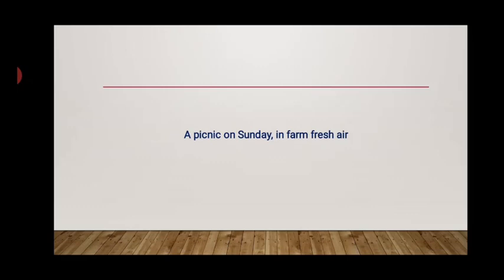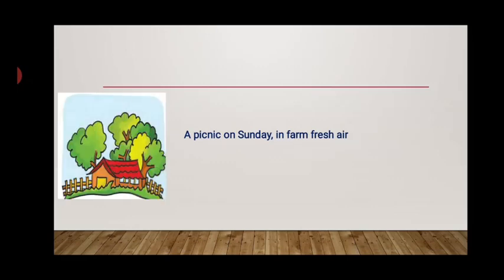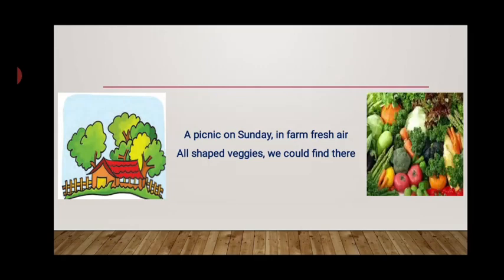A picnic on Sunday in farm fresh air, all shaped wedges we could find there. In this stanza, a family has gone for a picnic on Sunday. Where have they gone? They have gone to a farm where they could find fresh air and all shaped wedges. All shaped wedges means like round shape or triangle shape, circle shape. Wedges means vegetables they could find there.